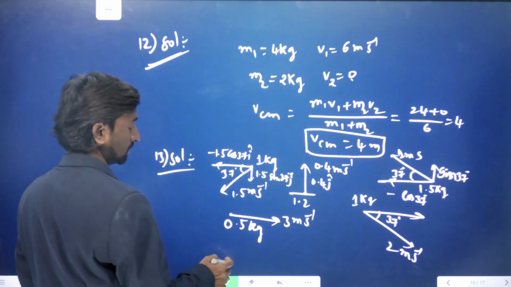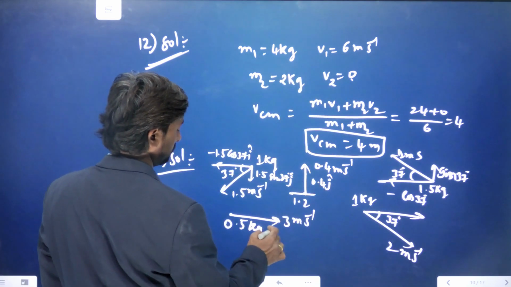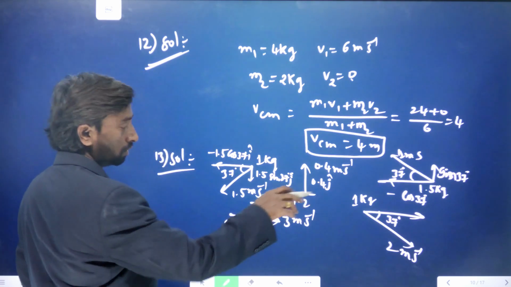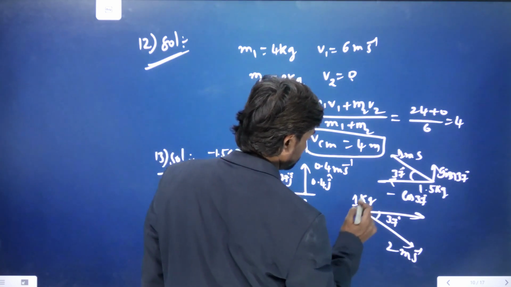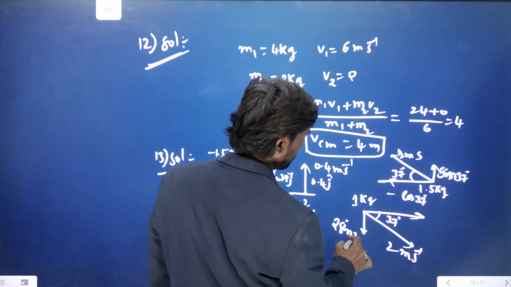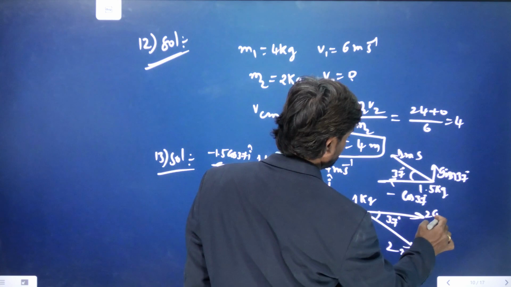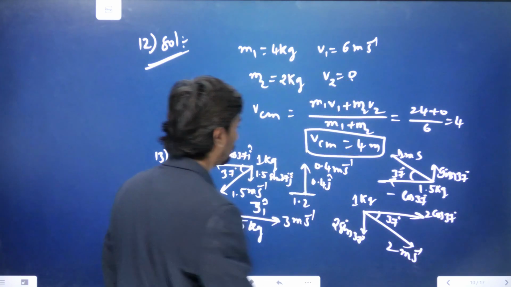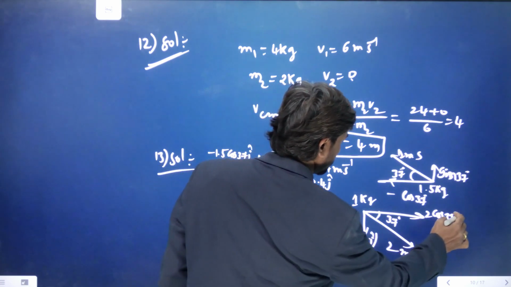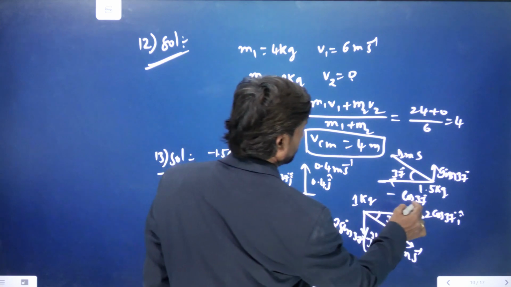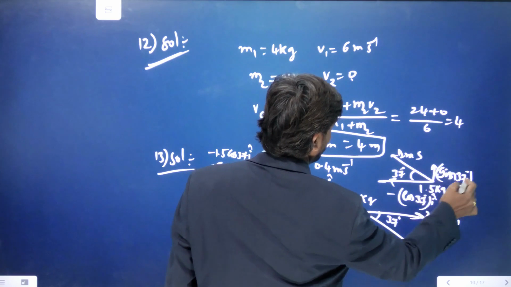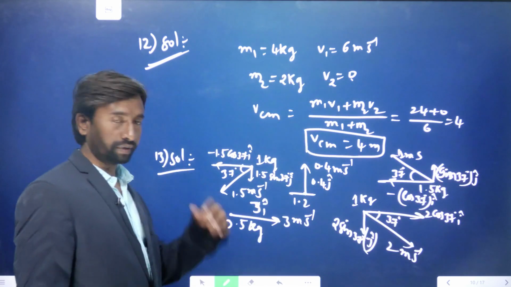Now it is moving along the x-axis, so we can write the velocity as 3 i cap only, because it is moving along the positive x-axis. And here it is negative, so 2 sin 37 degrees and 2 cos 37 degrees. See, here we have all the vectors: minus cos 37 i cap plus sin 37 j cap. So the velocities are given in vector form.